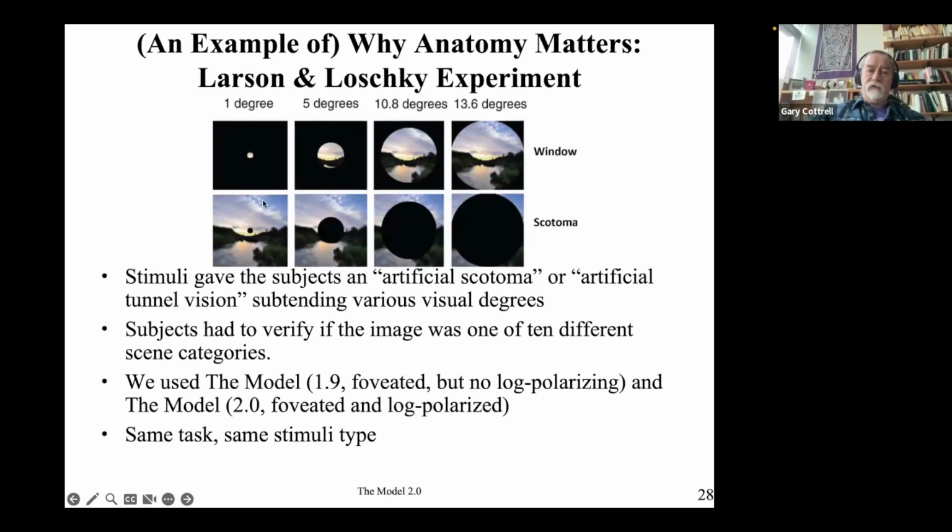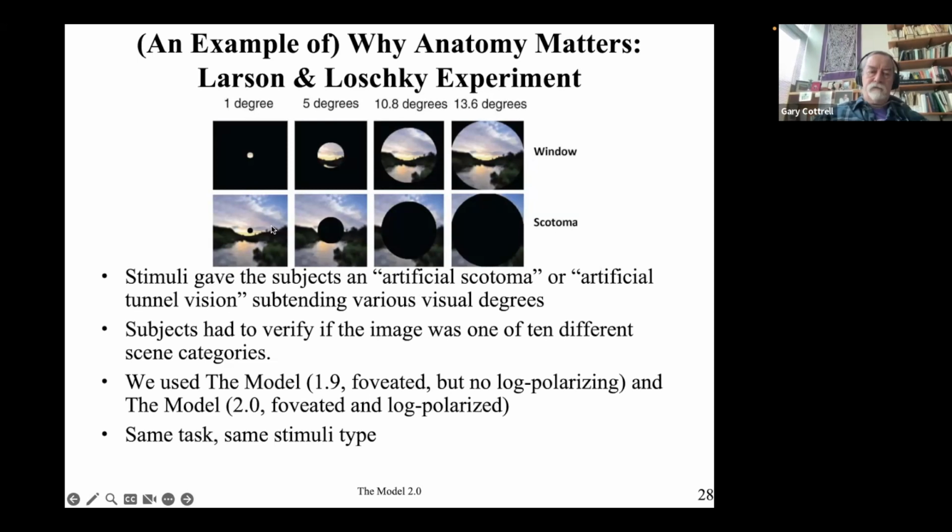This is an experiment they did with human subjects where they gave them a version of tunnel vision in these four conditions, or a version of having a scotoma in these four conditions. And the job of the subjects was they had 10 different scene categories, and they were given a label like forest, and then they had to say yes or no, is this a forest or not?